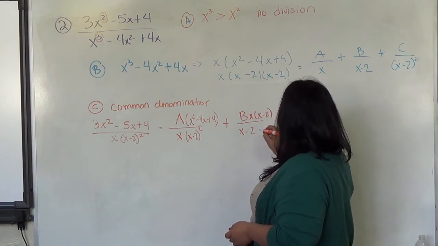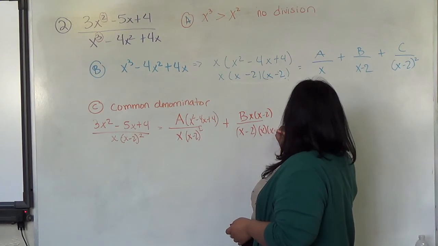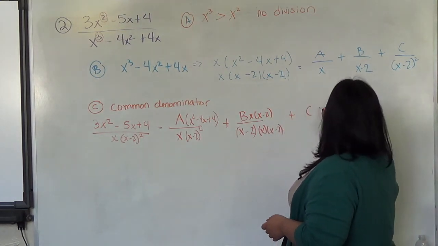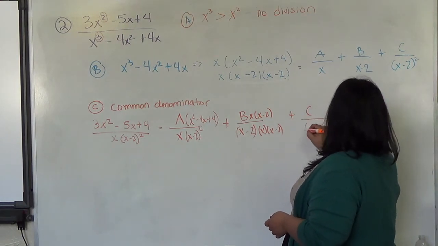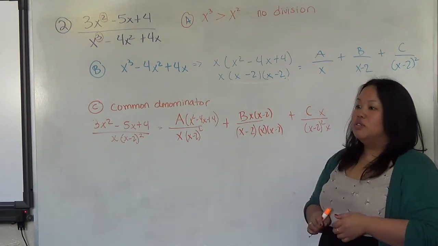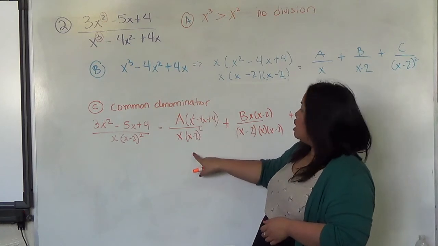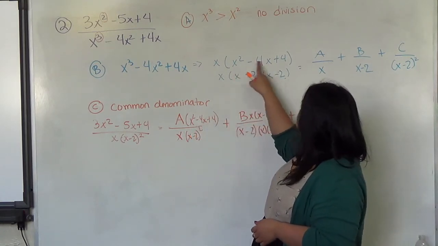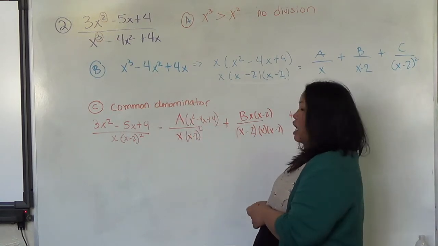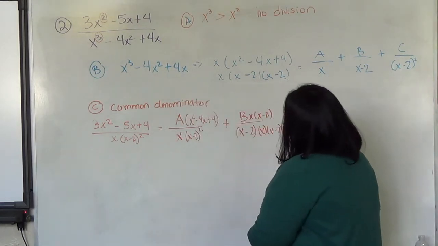X minus 2, right? So this is multiplied by x minus 2. And then the last one is c, and I multiply it by just x. Wait, when did you do the first one? This is essentially the same thing, except I multiplied out the first one so that I can just distribute it. But it's the same thing top and bottom. Questions on this?